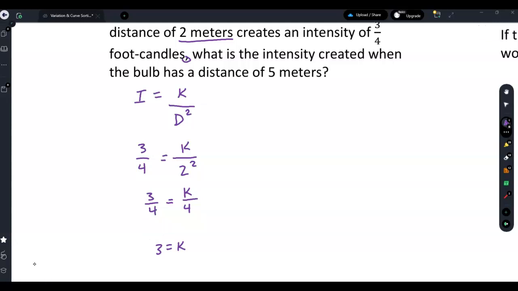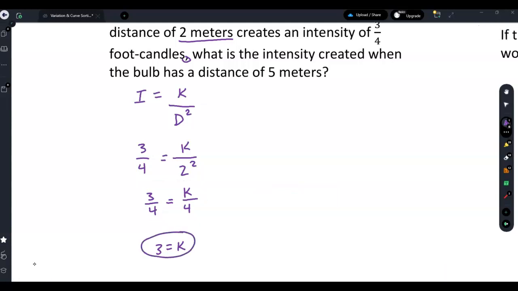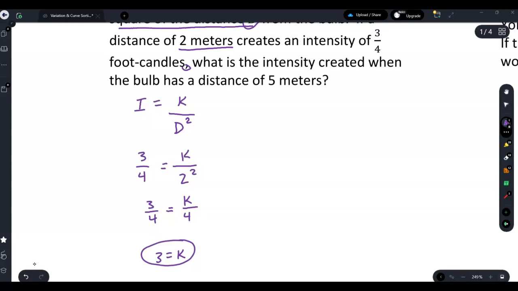And then one more way, which really only works on this one: if you look at this step, it's saying that 3/4 equals something over 4. If something over 4 is equal to 3/4, well, that something has to be 3. So honestly, you could just look at it and come up with k equals 3. So that's my value for k. As long as you're comfortable with one of those 3 methods for finding that, that's perfectly fine, as long as you have one method that you know works for you.